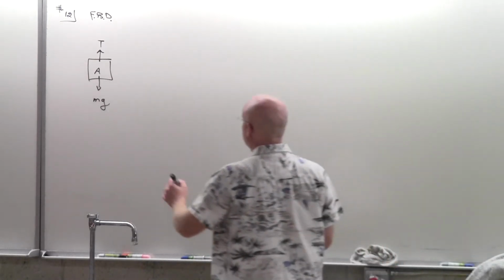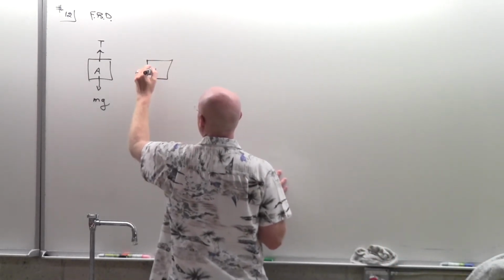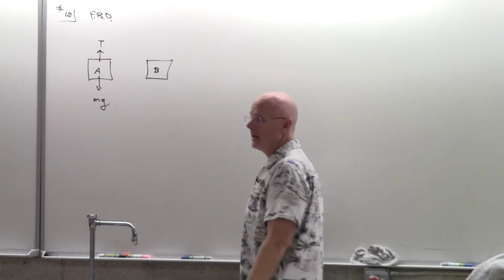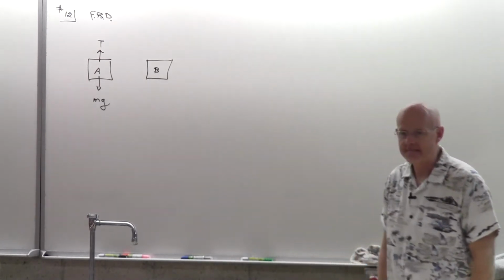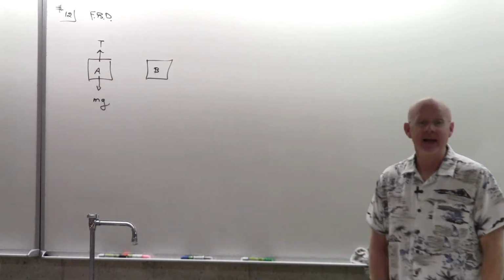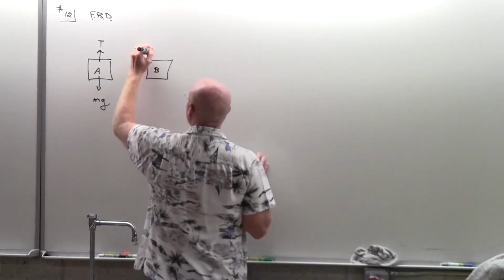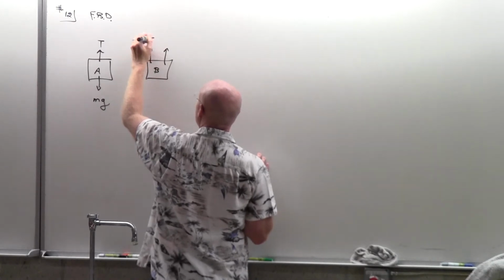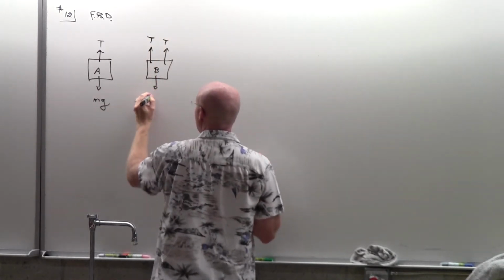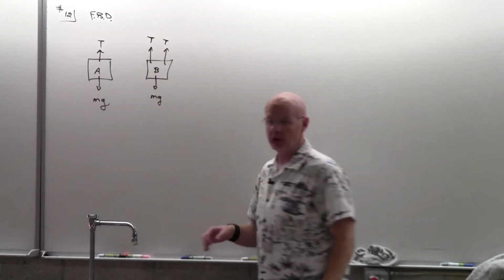Let's look at block B. What's the free body diagram of block B? Exactly, that's the difference. There are two tensions, right? That's why it's a review problem here. But we've got tension up and tension down, and we've got gravity pulling it down, mg.